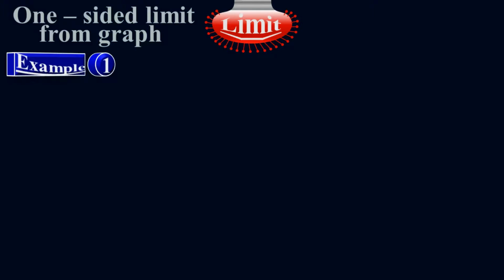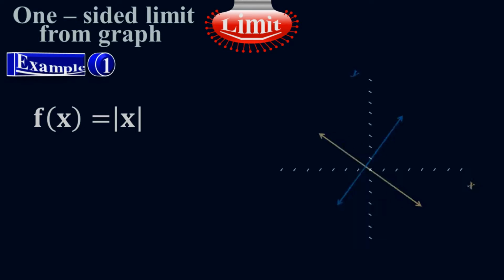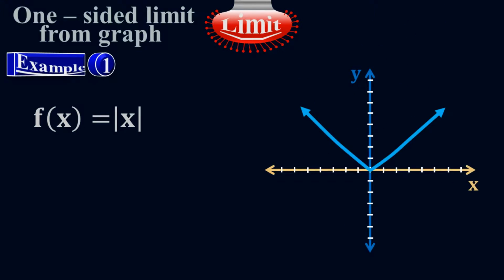Example number 1. If I have a function f of x equals the modulus of x as my given function, its graph in the xy plane will be in this shape. This is the graph of modulus x, where it touches the x-axis at the origin, which is 0. My given function f of x is modulus x, so this modulus x is my equation.